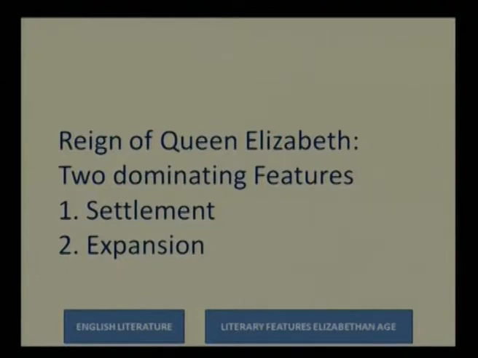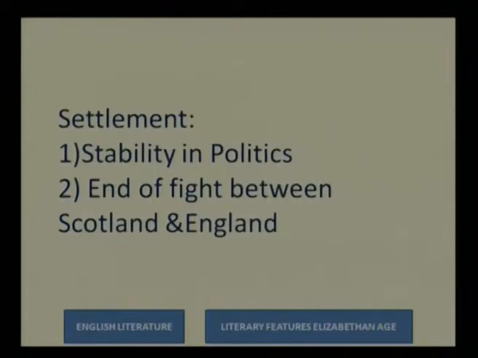The two dominating features that act as the historical background are settlement and expansion. Let us understand what these two features are and how they played a vital role in influencing the literature that was written during the period of Queen Elizabeth.